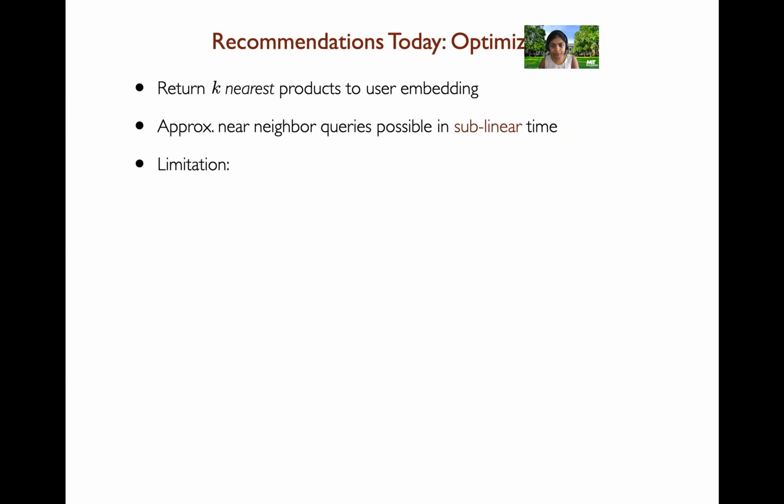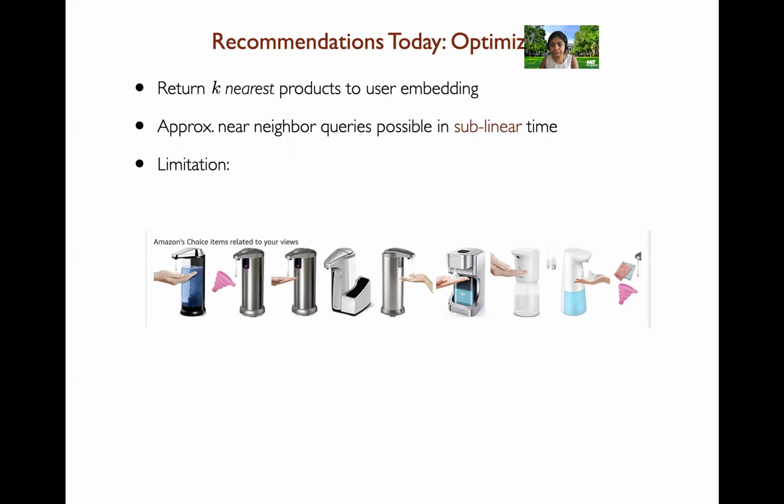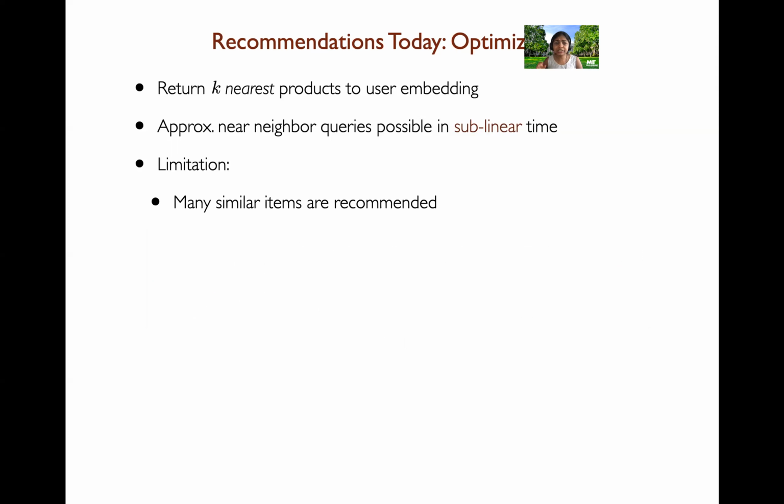But of course, we have come across multiple limitations in our own personal experiences, and this is just a sample of that. This morning, I logged on to Amazon.com, and this is the set of products that they recommended to me. As you can see, all of these products are just different varieties of the same item, that is a soap dispenser. So this is really a limitation, that many similar kinds of items are being recommended.